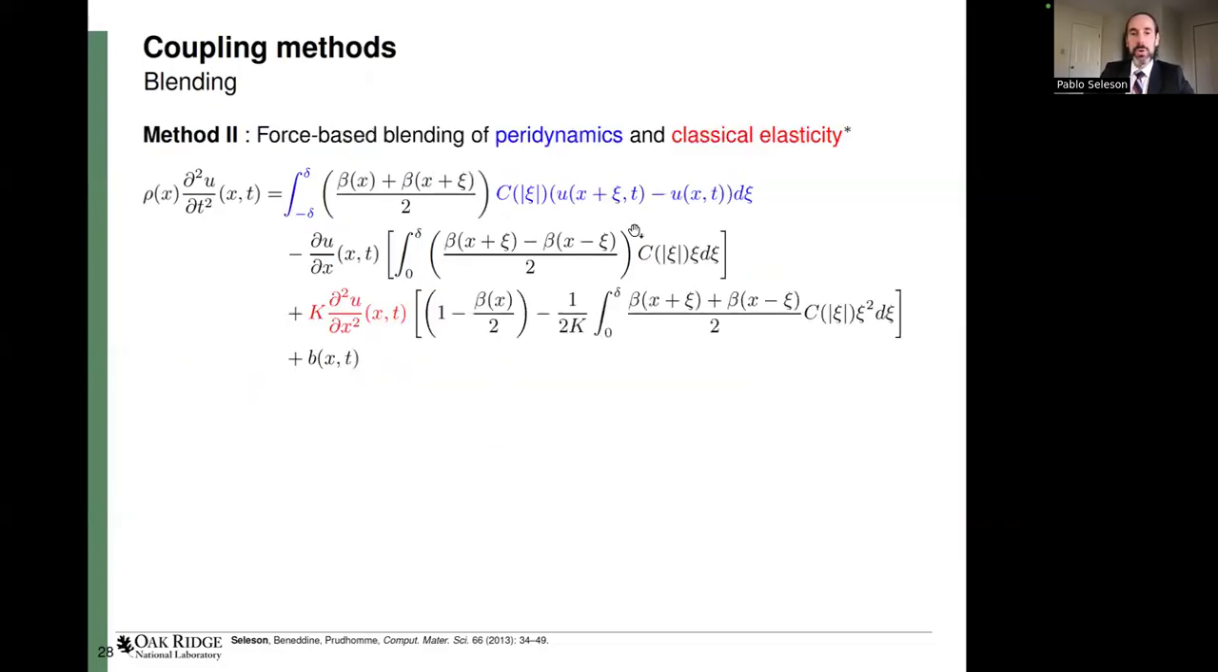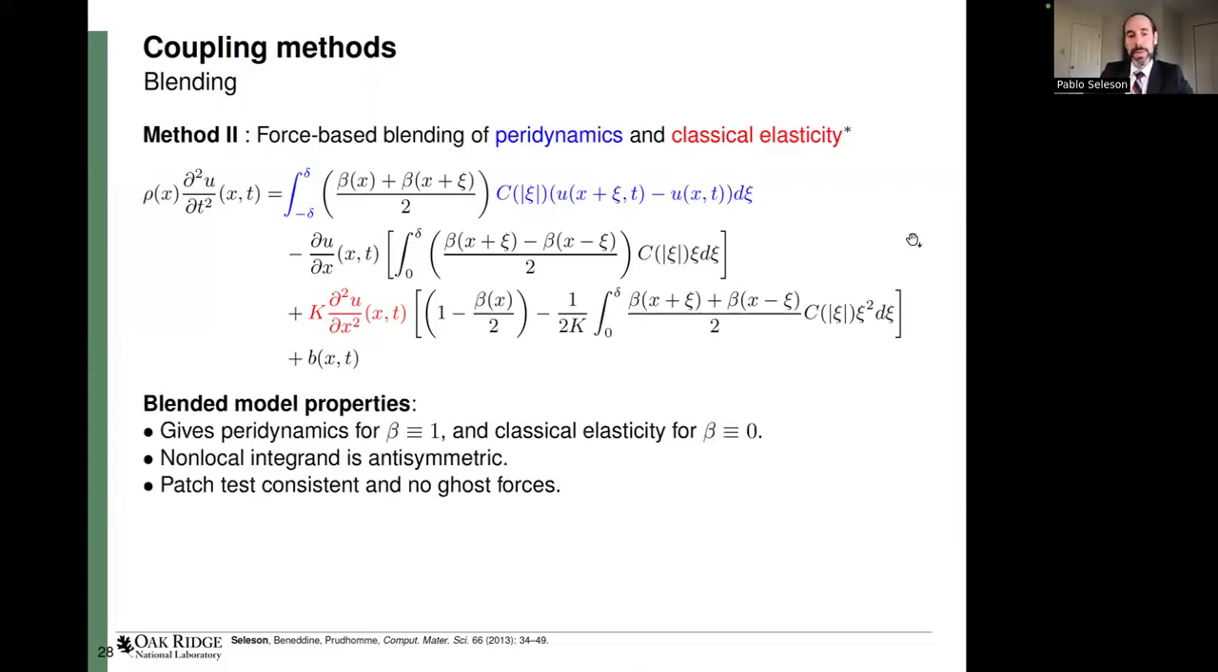We have the non-local term in blue with a symmetric weight. We have in red the local term with a weight involving an integral over this blending function. And then we have, for free, this coupling term that depends on the first derivative and also has a weight of an integral of the blending function. Now, this model overall gives peridynamics when beta is 1 and classical elasticity when beta is 0. The non-local integrand is antisymmetric and it is patch test consistent, with no ghost forces.